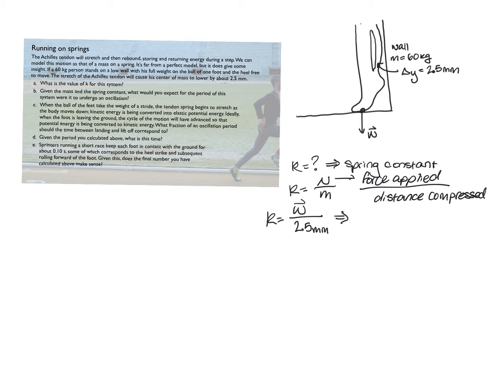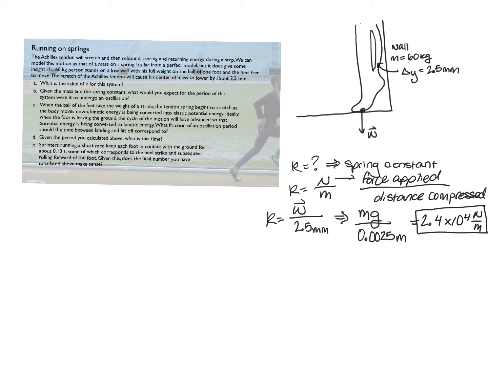So if I go ahead and do that calculation, I have mass times gravity over 2.5 millimeters. Converting to meters, dividing by 1,000, is 0.0025 meters. And if I go ahead and do that calculation, I get a spring constant of 2.4 times 10 to the 4th newtons per meter. Alright, so that's our k.